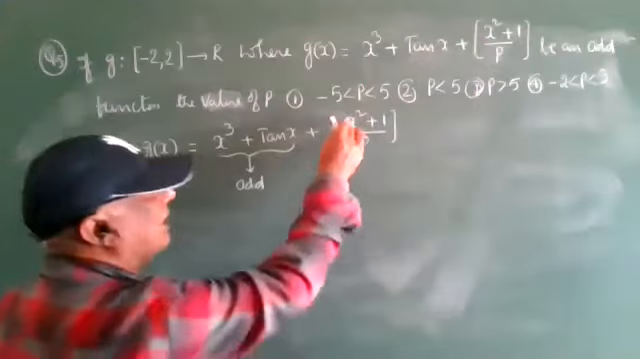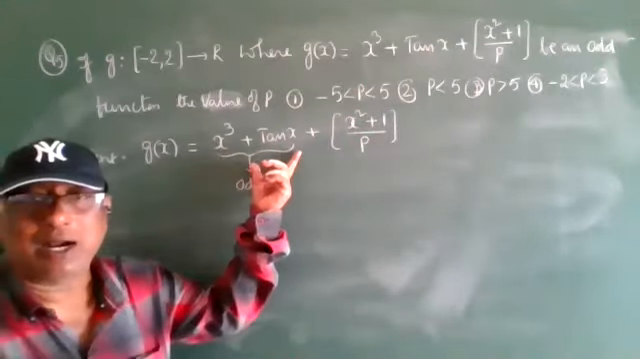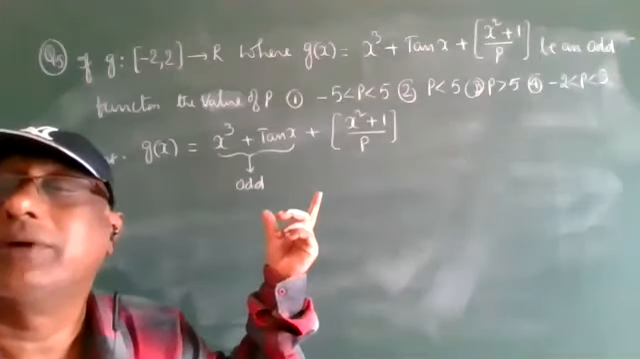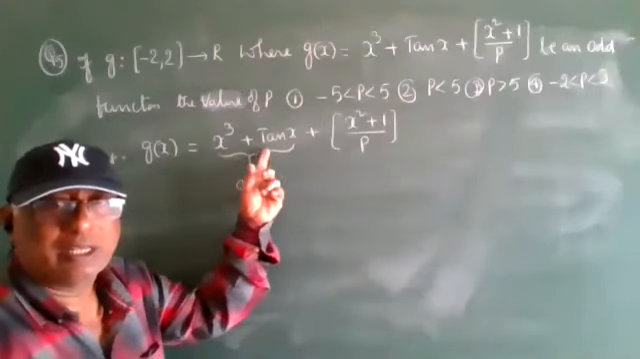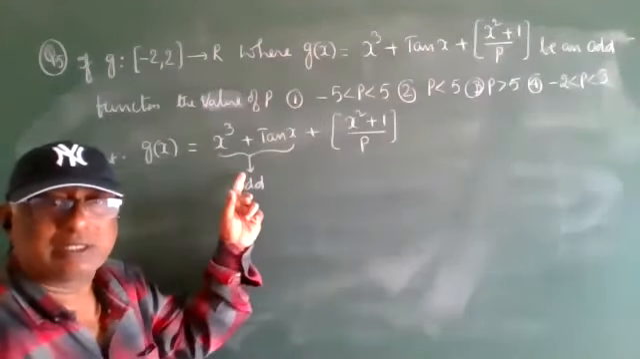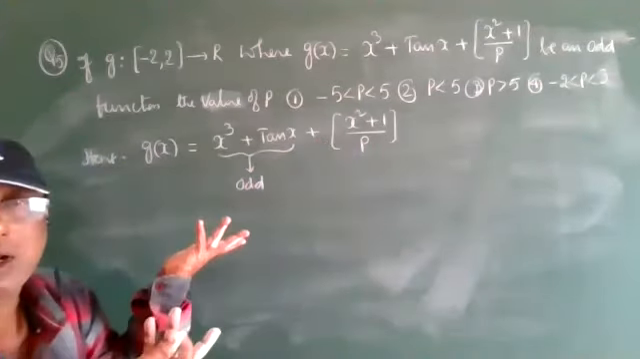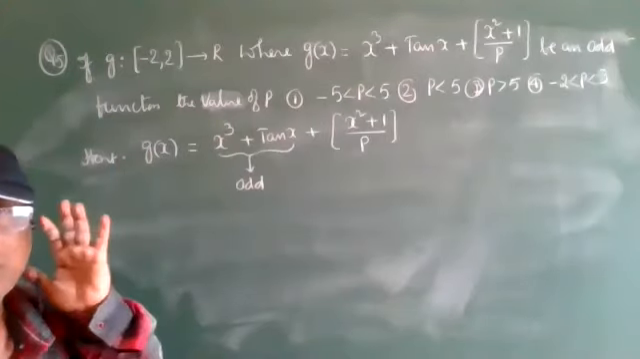g of x is the odd function, given. That means this is not necessary. These two are odd, so automatically g of x will become an odd function only. Okay? Both are odd functions, so automatically g of x is the odd function. This is not necessary for me because the two are odd functions. In total, g of x will become an odd function.